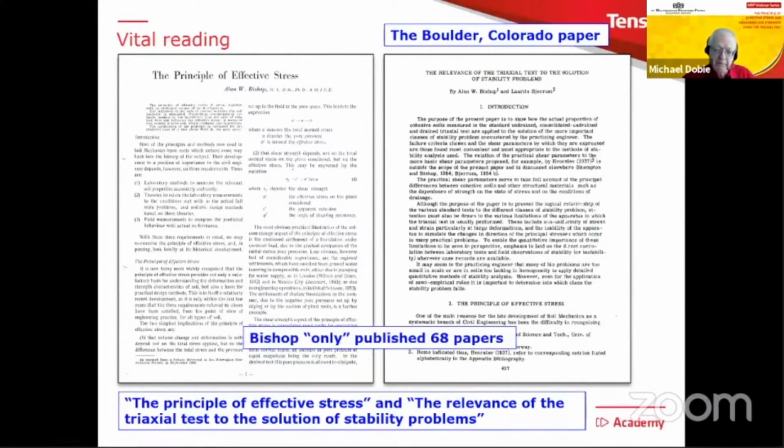It's actually quite interesting that Bishop only published 68 papers. By modern day standards of professors and academics, that's quite a small number. But of course, what was important was the content and quality of the papers. I thoroughly recommend, if you haven't read any of Bishop's papers, try and get hold of them, because they're very readable and they give you this kind of feeling of this early development of soil mechanics, which was so important to what we do today.